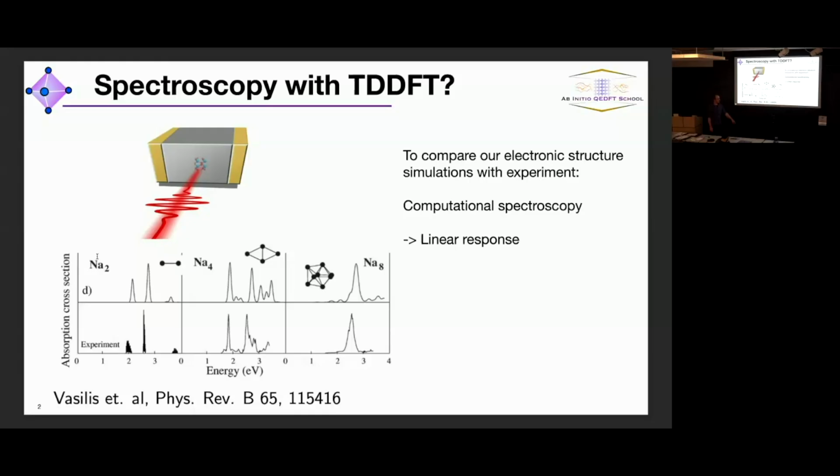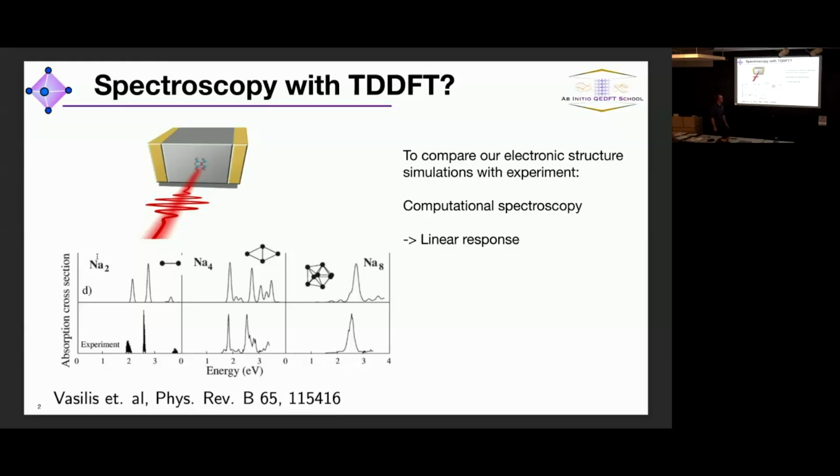For example, let's say I run a DFT calculation. How do I get access to the spectra? And this is typically done via the linear response framework. There's a whole community around that, which is called computational spectroscopy: looking at spectroscopic quantities, spectra, and using ab initio methods to simulate them.